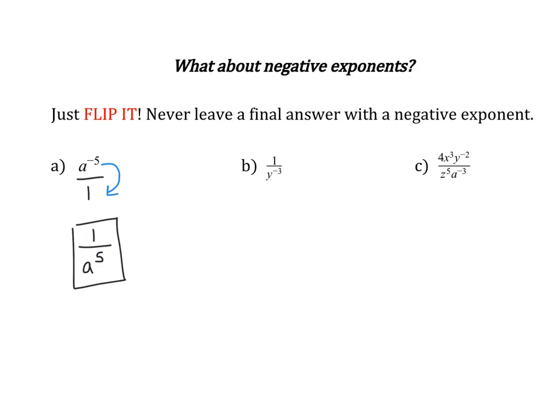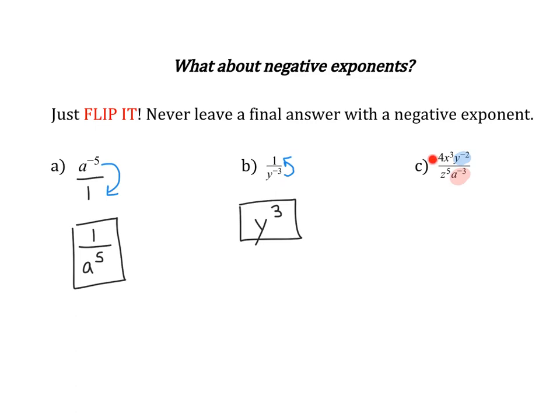Now here, we have 1 over y to the -3. So we're going to flip it from the bottom to the top. So it becomes y to the power of +3 over 1, or we could just leave it like this. For the last part, notice that there are some terms that have positive exponents and some that have negatives. So we only flip ones that have negative exponents. So we want to flip the y and we want to flip the a.